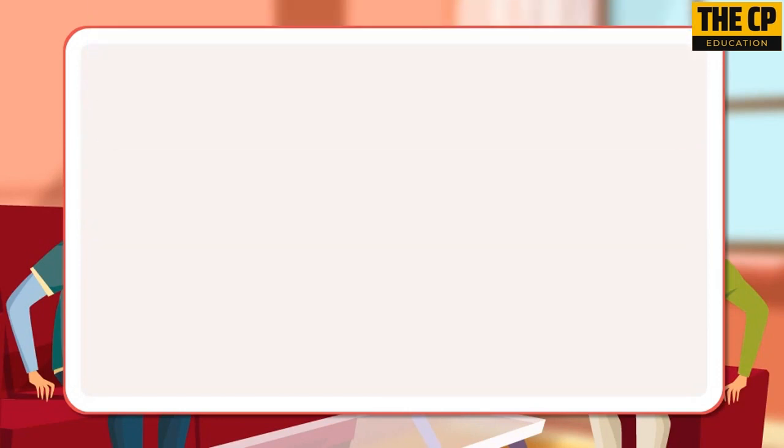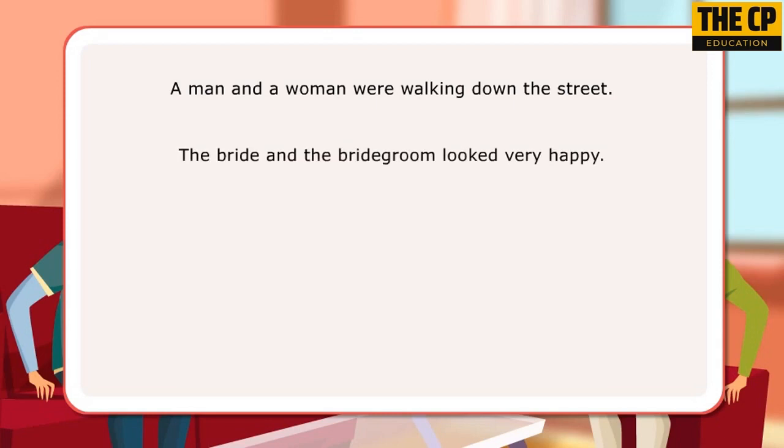Let us look at a few sentences. A man and a woman were walking down the street. The bride and the bridegroom looked very happy. The lion and the lioness protected their cubs fiercely.